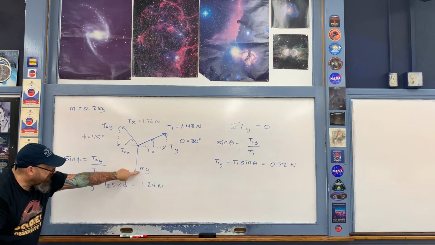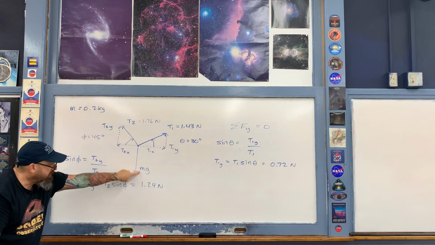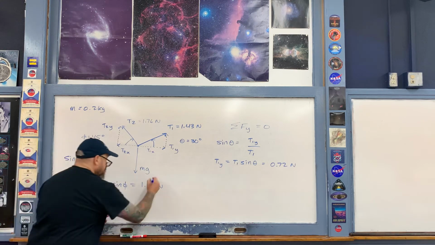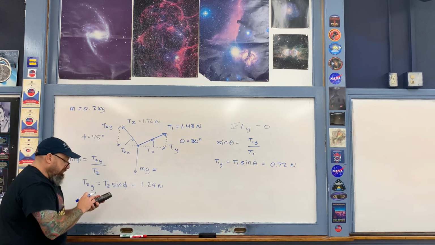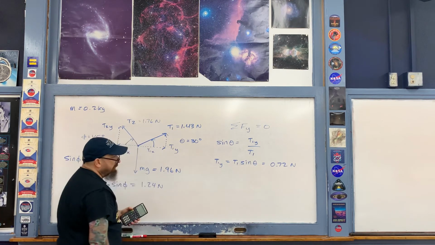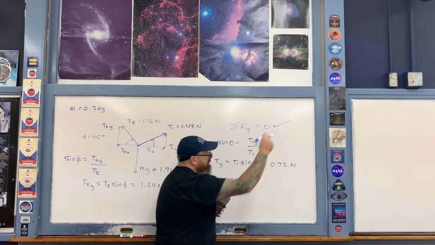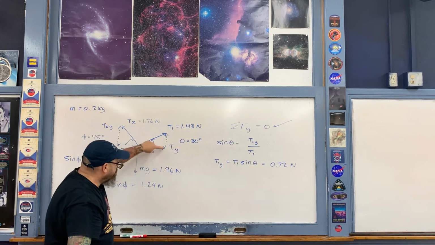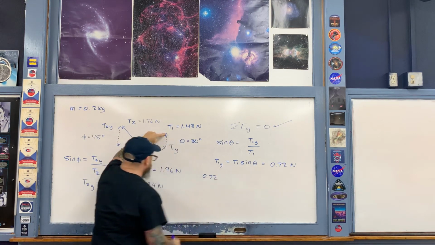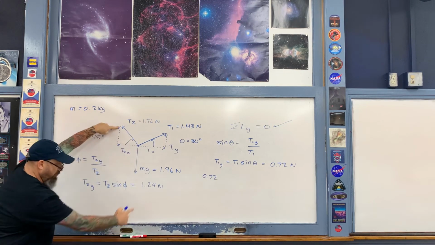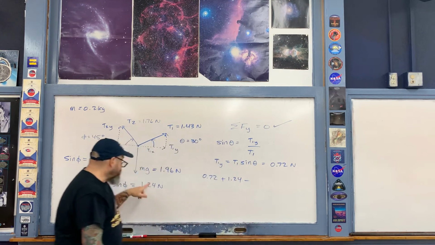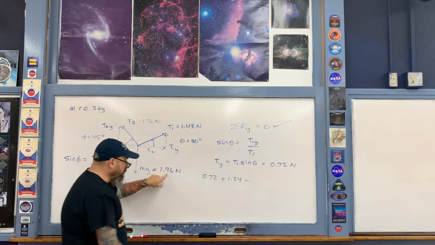But then don't forget we also have the weight mg downwards. Let's see what the weight is by taking the mass, 0.2, and multiplying it by 9.8 meters per second squared. So 0.2 times 9.8 comes out to be 1.96 newtons. Here is how we write F equals ma for this situation. We have this positive 0.72 newtons, plus this positive 1.24 newtons, but then minus, because it's pointing downwards, the weight mg of 1.96 newtons.